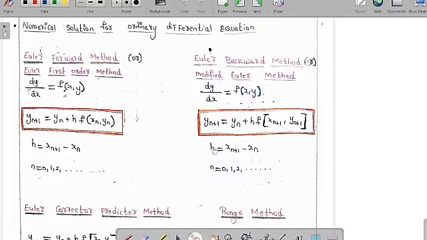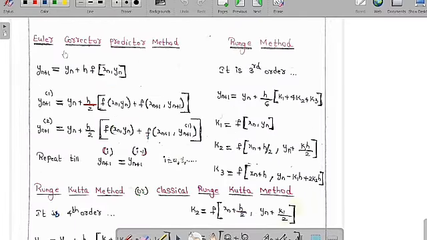So h is equal to xn plus 1 minus xn, where n goes from 0, 1 up to infinity. Clearly, in the Euler backward method just replace with x of n plus 1 comma y of n plus 1, whereas in the Euler forward method we go for f of xn comma yn. With the help of this you can figure out the value of y of n plus 1 at any particular value of x of n plus 1.